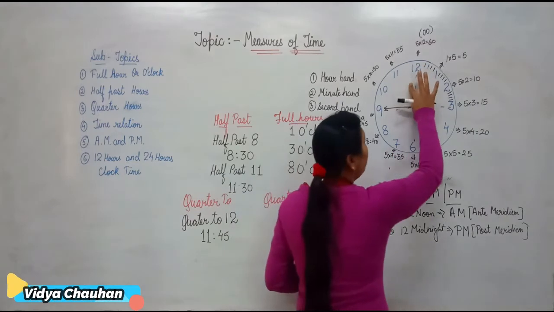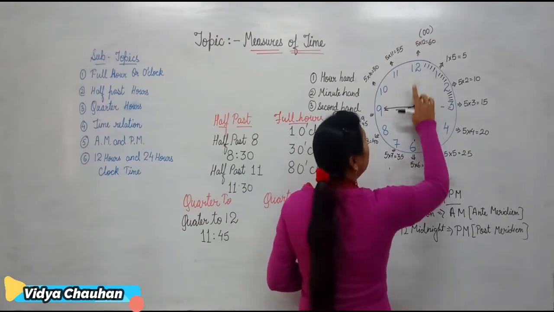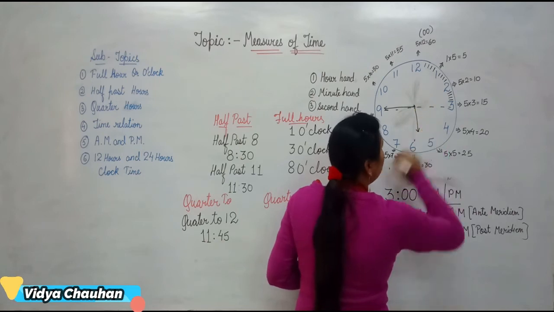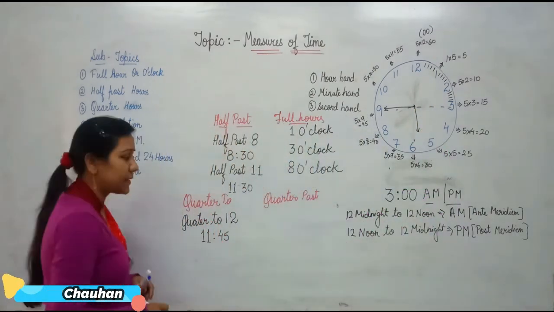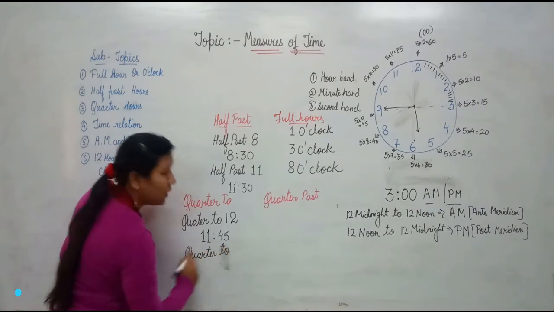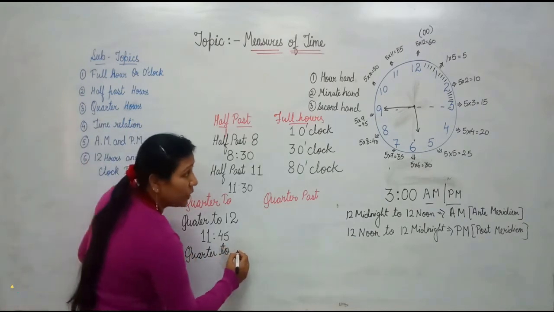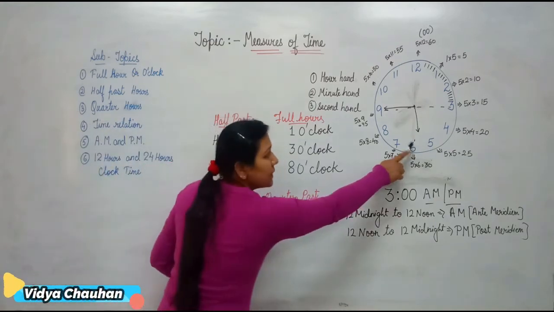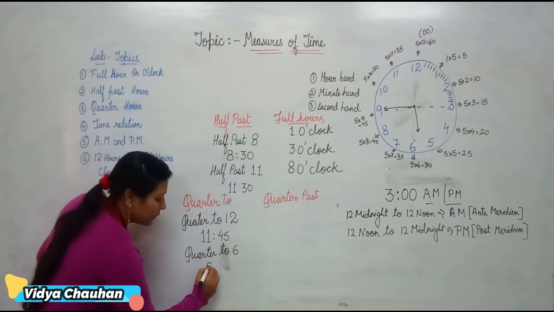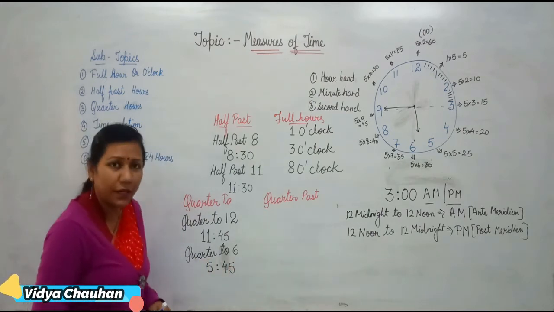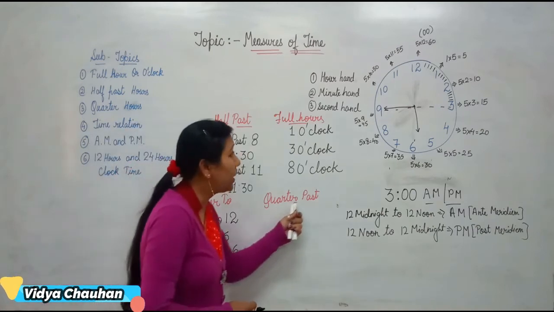Similarly, if your minute hand is still at 9 only and your hour hand is reaching 6, now what will be the time? Your time will be quarter to 6. Quarter to 6. And you can write it as 5:45. Clear, students? Next is your quarter past.